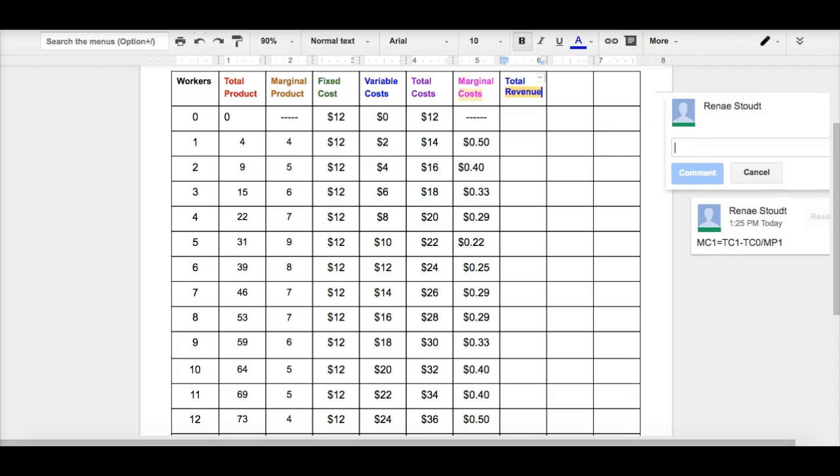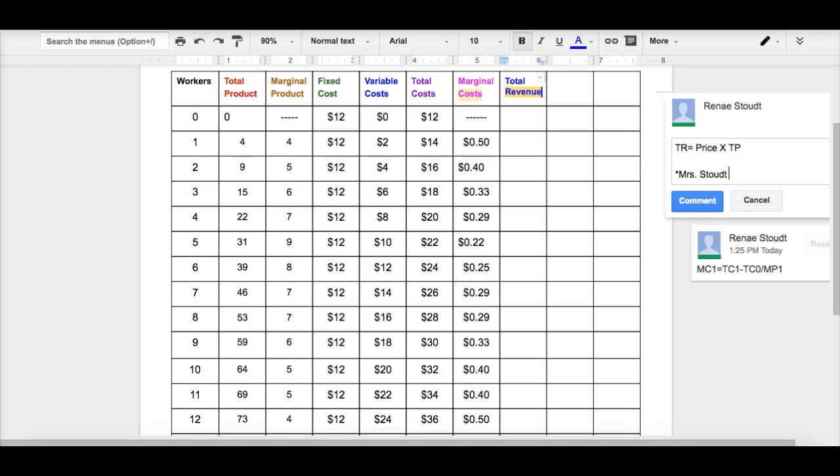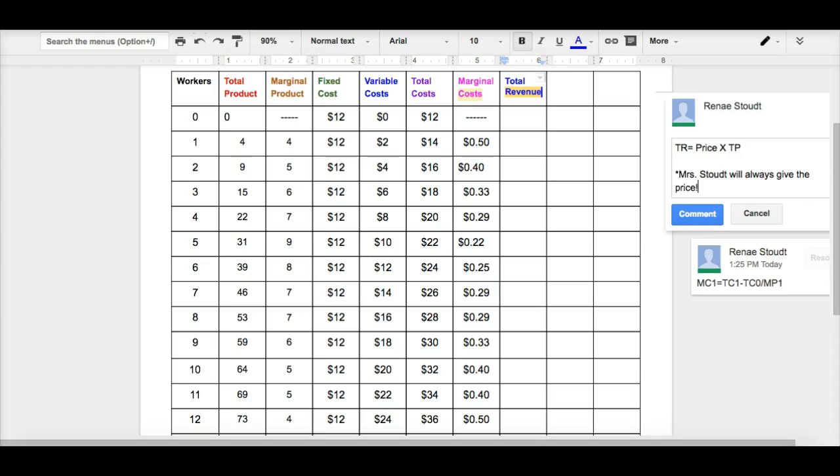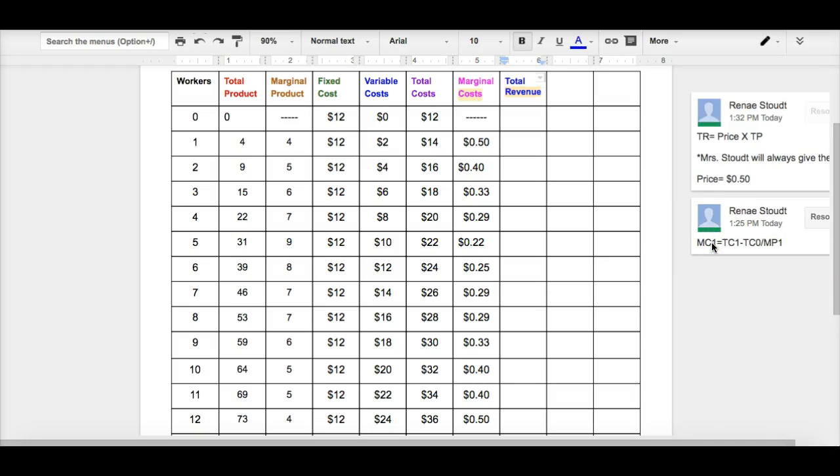Well, in order to figure out total revenue, which is TR, total revenue is equal to the price times total product. And then underneath it, I want you to put an asterisk and say, Mrs. Stout will always give the price. I will always give you the price. And in this case, based off your costs and how many you actually made, I'm saying for your class only, your price is going to be 50 cents. We're going to charge 50 cents for our airplanes. So when we figure out total revenue, we are taking that 50 cents times the total product, how many airplanes we actually made. So we're taking it times this column right here.